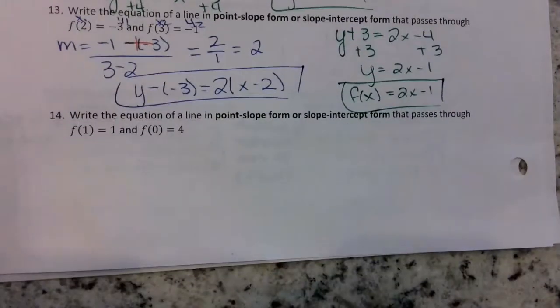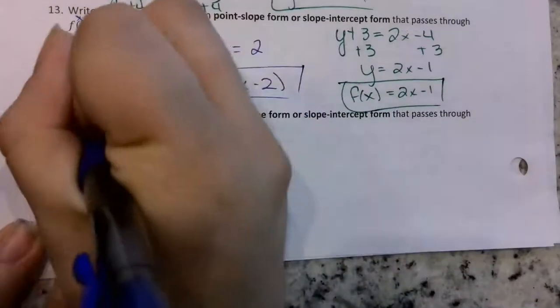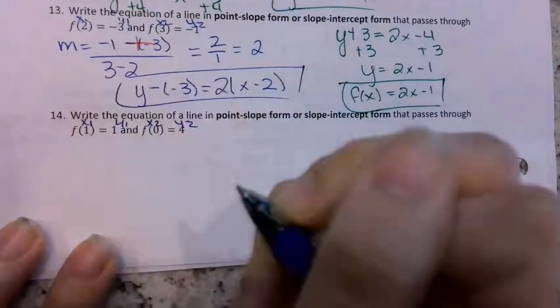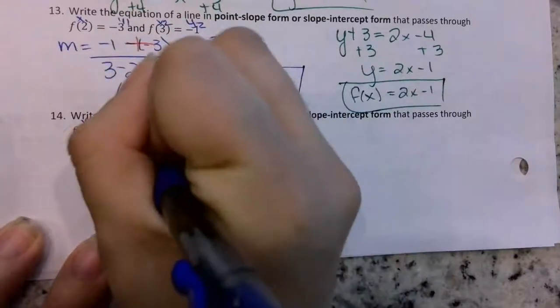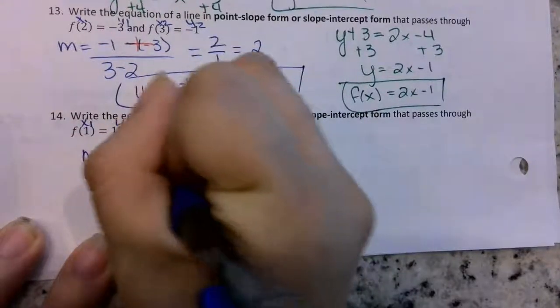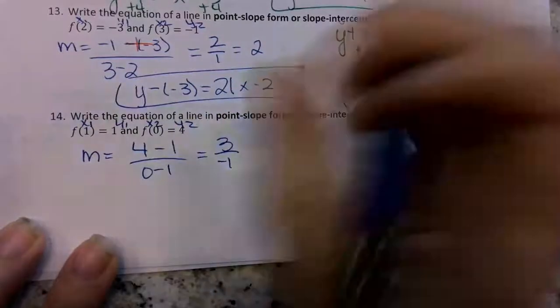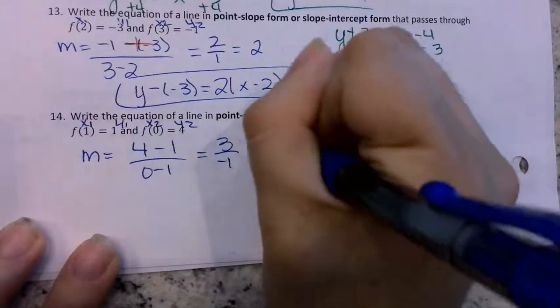Okay, same thing for number 14. I want to go ahead and label these as x1, y1, x2, y2. I have my slope formula I'm plugging into. I have 4 minus 1 over 0 minus 1, which gives me 3 on top, negative 1 on the bottom. 3 divided by negative 1 is negative 3.